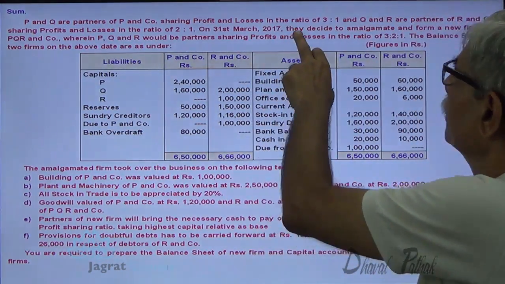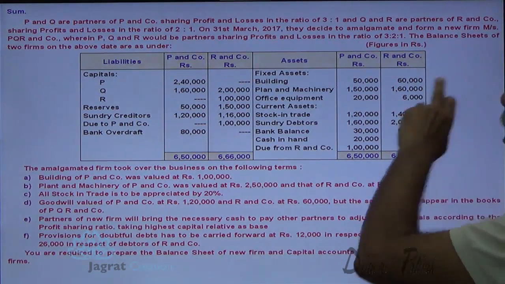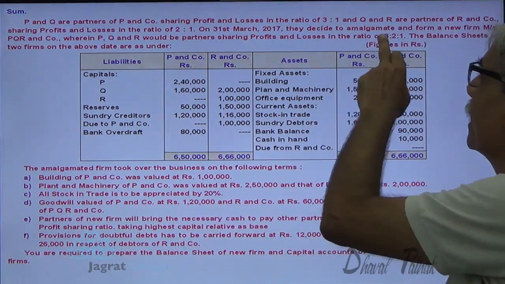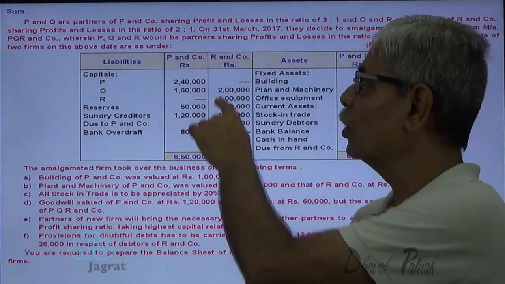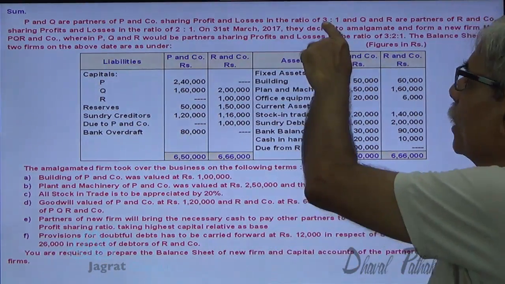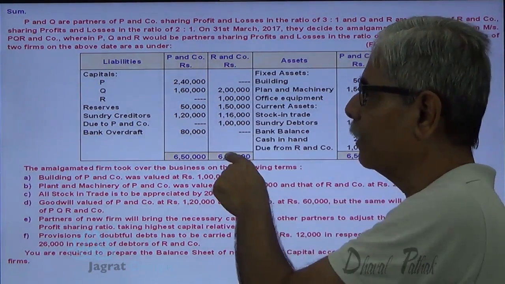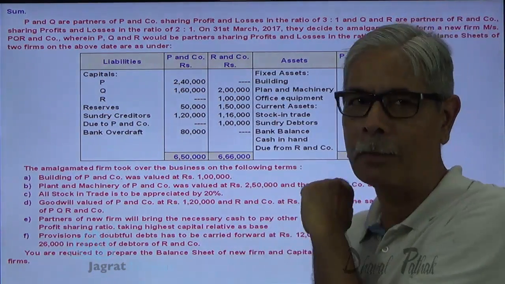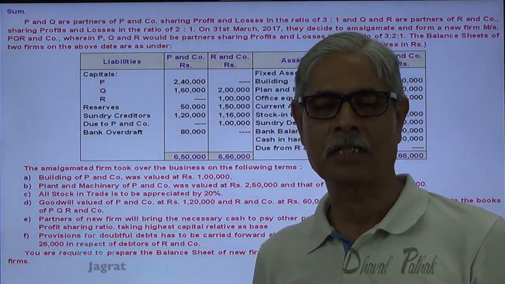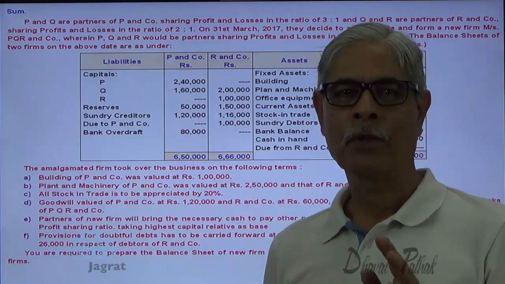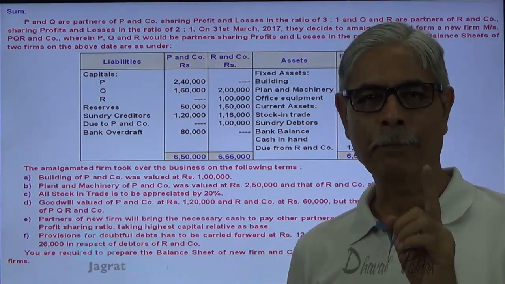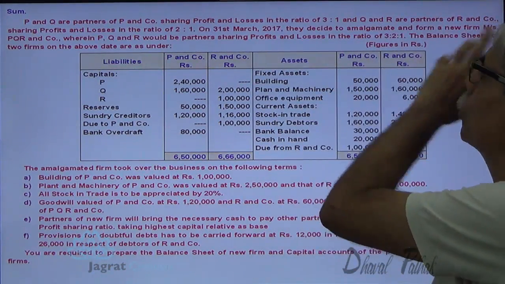They decided to amalgamate the firms and form a new company, PQR Company, wherein P, Q and R would be partners sharing profits and losses in the ratio of 3:2:1. In P and Company, P and Q are partners sharing in the ratio of 3:1. In the second company, Q and R are partners, Q being the common partner, sharing in the ratio of 2:1. In the amalgamated firm, the profit sharing ratio between P, Q and R will be 3:2:1.